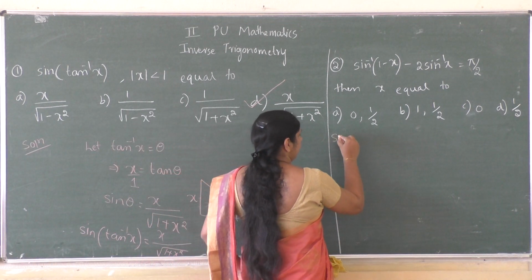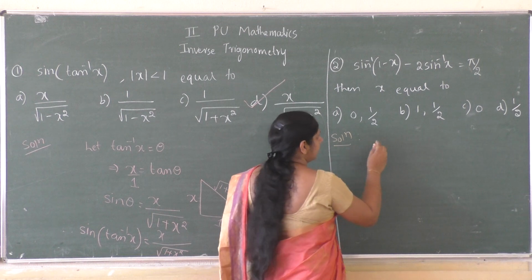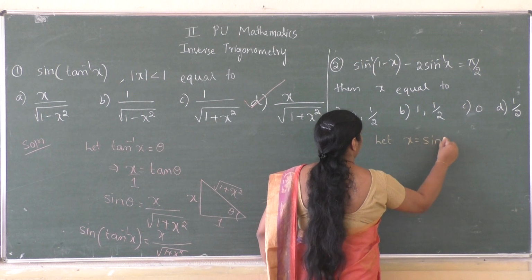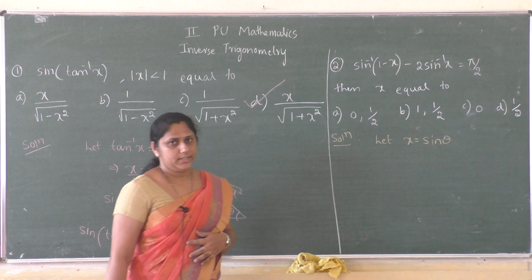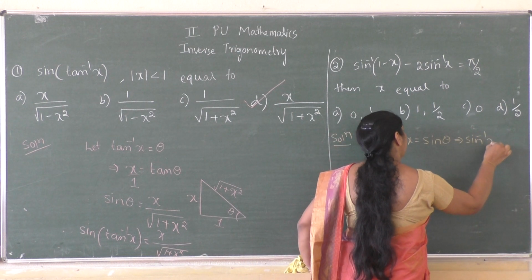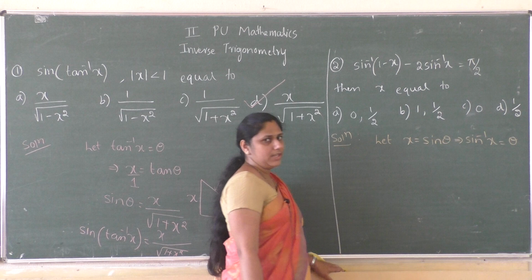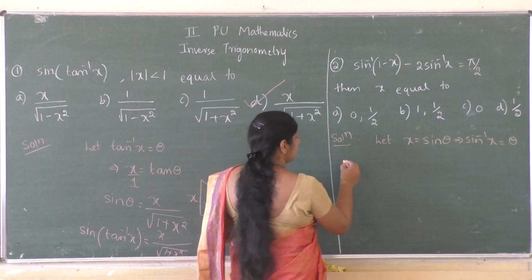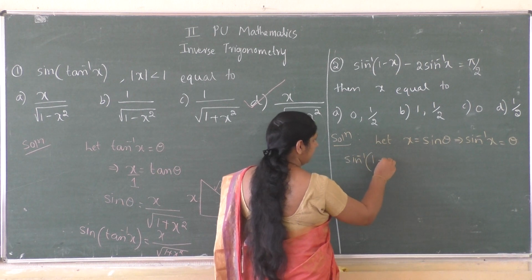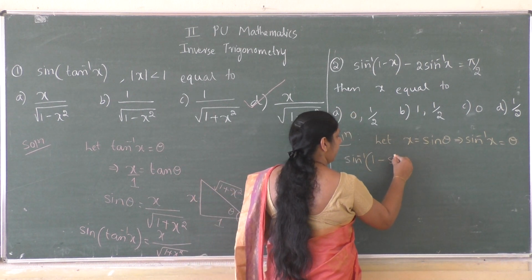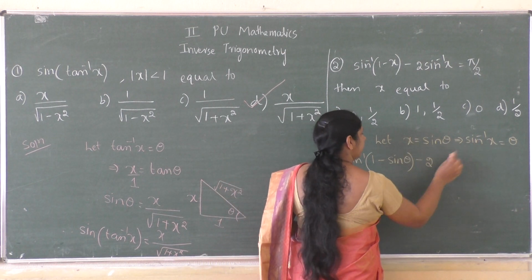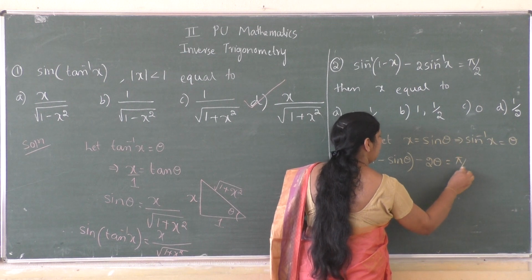Here I will consider, let x equal to sin theta. If x equals sin theta, that implies theta will be sin inverse x, right? Now consider the given statement. What is the given statement? Sin inverse of 1 minus, in the place of x we have to write sin theta, minus 2, what is sin inverse x? Theta, which is equal to pi by 2.